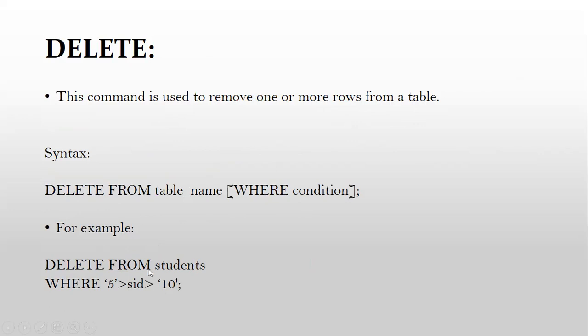So for example, delete from student where your SID is greater than 5 and less than 10. So four different records will get deleted, whose SID is equal to 6, 7, 8 and 9, because you have written only greater than and less than, so it will not include 5 and 10.